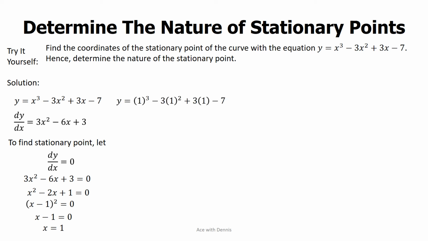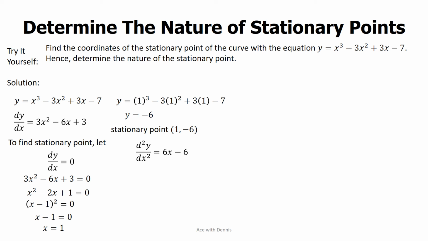Now we want to find the y-coordinate of the stationary point. We just need to substitute x equals 1 into the equation of the curve, which we will get y equals 1 cubed minus 3 times 1 squared plus 3 times 1 minus 7. And we get the answer y equals negative 6. Therefore, the stationary point is (1, negative 6).